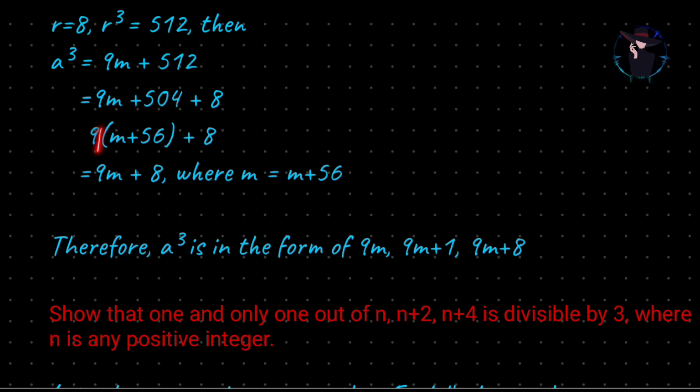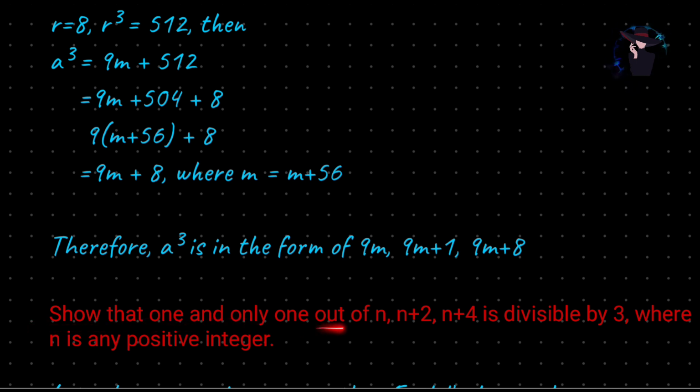Let's take 9 common from these two. Remaining is m plus 56. Multiply 9 into 56, we'll get 504. So let's consider this whole m plus 56 as m. 9m plus 8. Therefore a cube is in the form of 9m, 9m plus 1, 9m plus 8, right? We proved it. Moving on to the last question of this exercise.